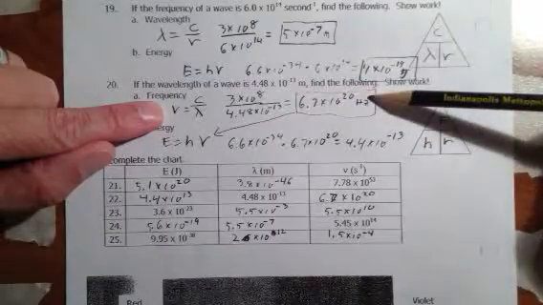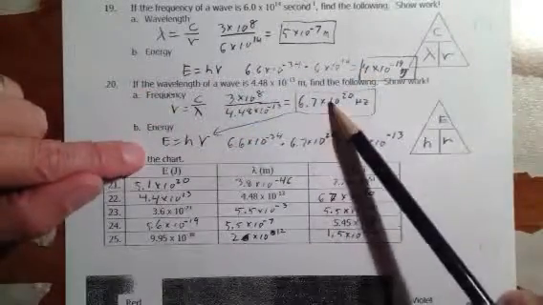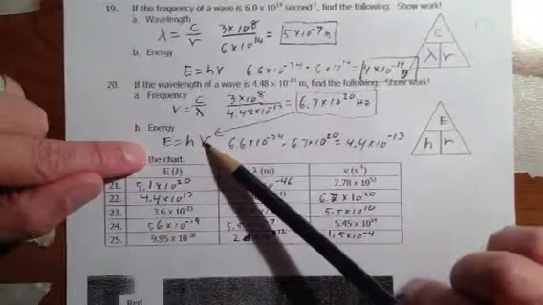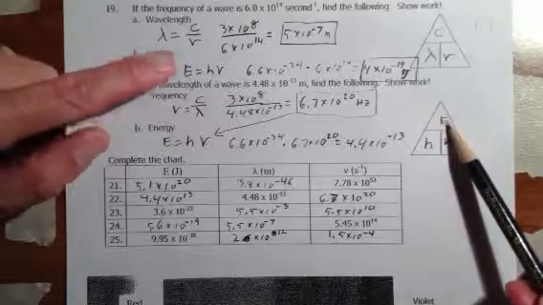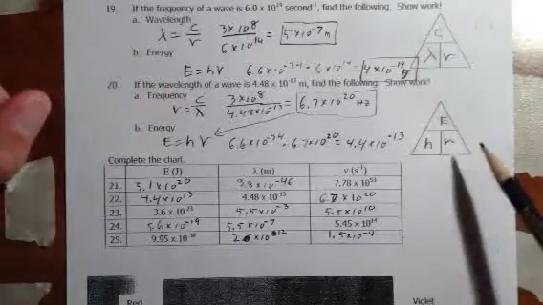So now we know our frequency because we're given the wavelength, and then we'll take this answer, plug it in for our frequency here. So in order to find frequency or energy when the wavelength is given, we have to work two problems. And I filled in the chart here for you to answer the rest of the problems.